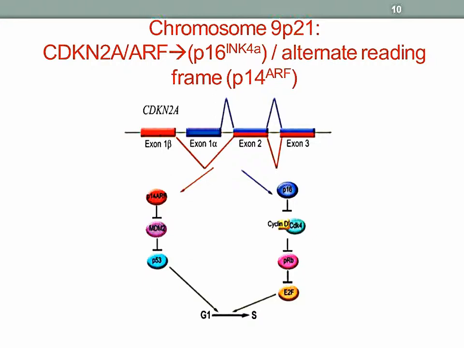So this just gives you an overview of that CDKN2a gene and how it functions, to give us some idea of its potential importance and how we can explain how that might relate to P53 when it's mutated. Next slide.